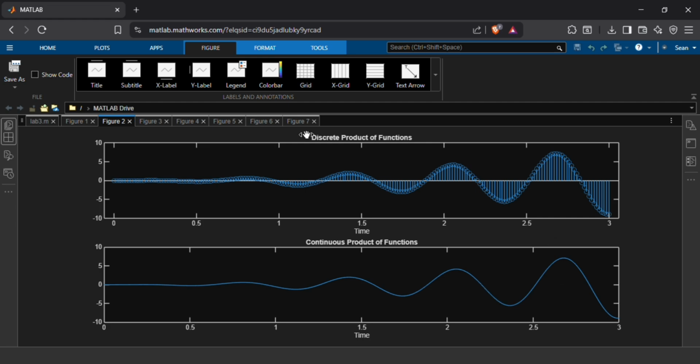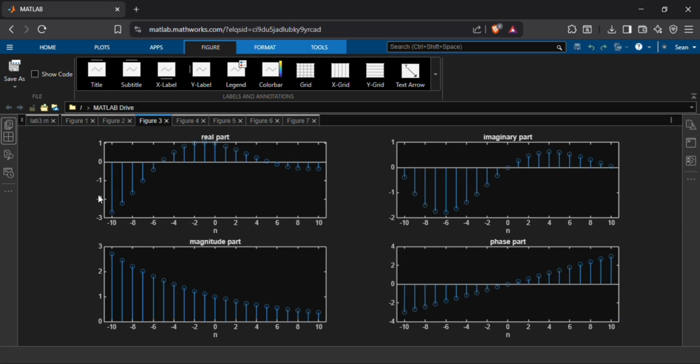In Figure 3, complex discrete signal. The top left is the real part, the normal part of the complex signal. The top right is the imaginary part, the rotated portion of the signal. In the bottom left is the magnitude, the signal's overall strength or size. In the bottom right is the phase, the signal's angle or shift over time.